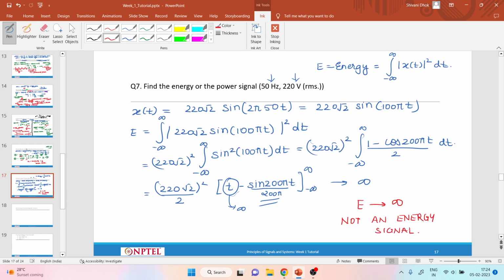What is an energy signal? An energy signal is a signal which is having a finite energy. That is, its energy is some finite value. It is not tending to infinity. And since here we are getting it tending to infinity, it is not an energy signal.